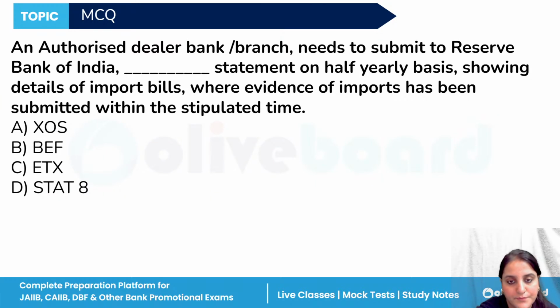Now, also tell me this. An authorized dealer bank branch needs to submit to RBI a statement on half yearly basis, showing details of import bills where evidence of import has been submitted within the stipulated time. What is the correct answer here? Is it BEF, XOS, ATX?